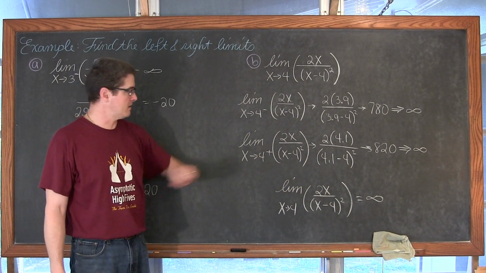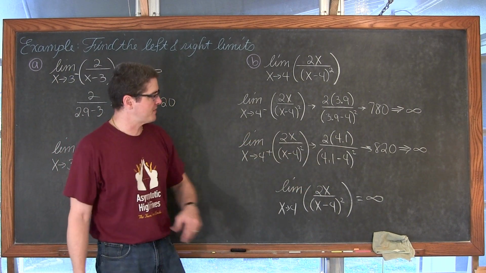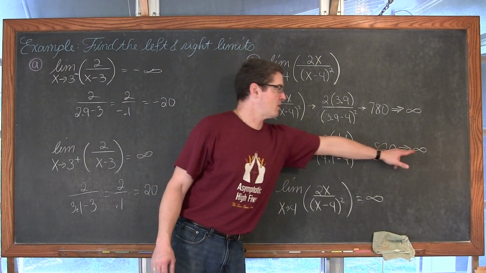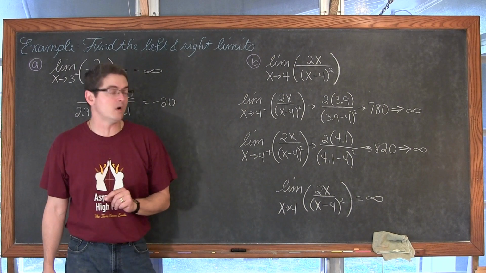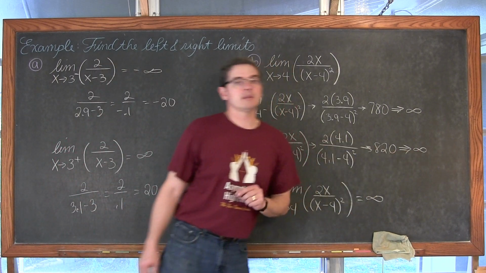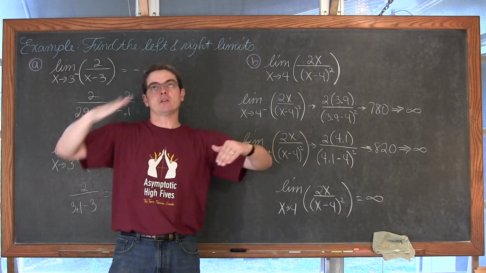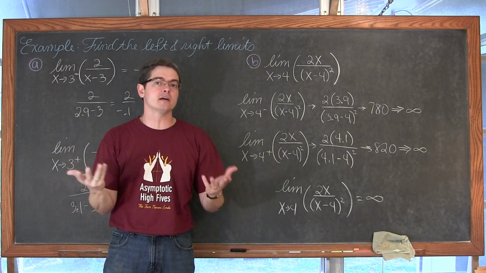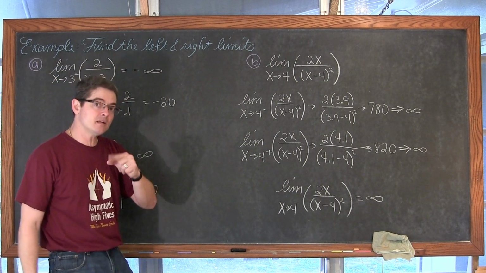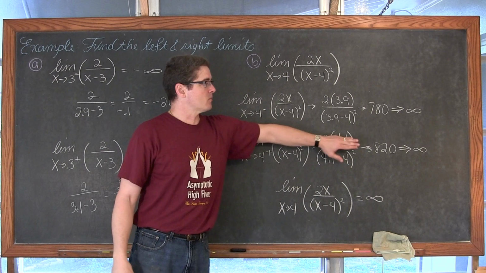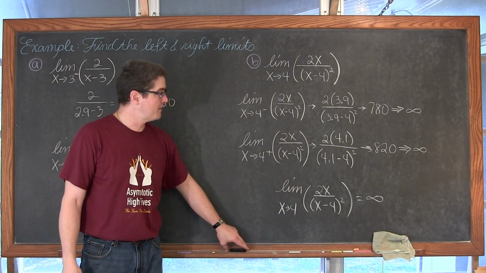Same with our right limit. As we approach from the right, I'm plugging in my test value of 4.1. I got 820, it seems, but I want to make sure, so get a little bit closer, maybe 4.001, and show that the right limit is also going to infinity. So it seems like our function from the left and the right is going to infinity. Thus, we have a vertical asymptote at x equals 4. And since the left and right hand limits are equal, the infinite limit is equal to infinity.